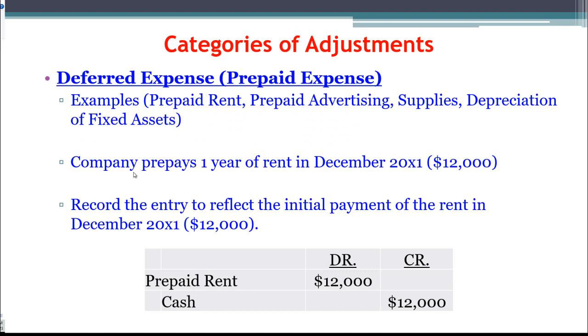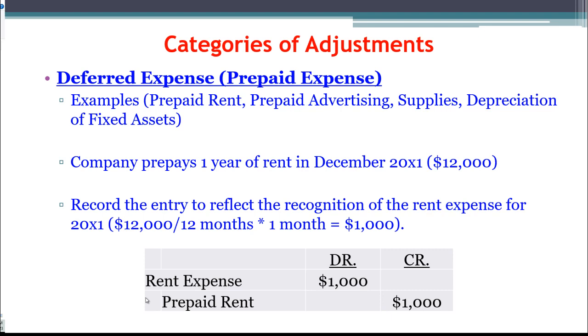So let's take a look at rent. The company has prepaid 1 year of rent in December of a particular year, $12,000 or $1,000 per month. The first entry involves cash, so it's not an adjusting entry. It's just the normal cash transaction. We debit the prepaid rent asset to increase that by $12,000. We haven't used it yet, and we credit cash for $12,000 to reflect the fact that we paid cash.